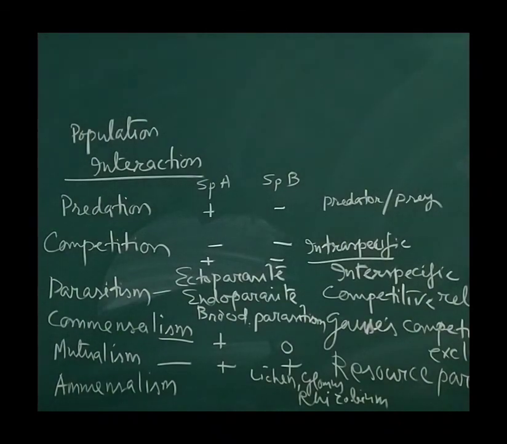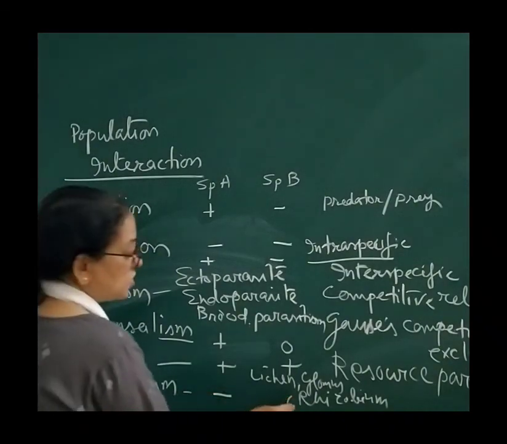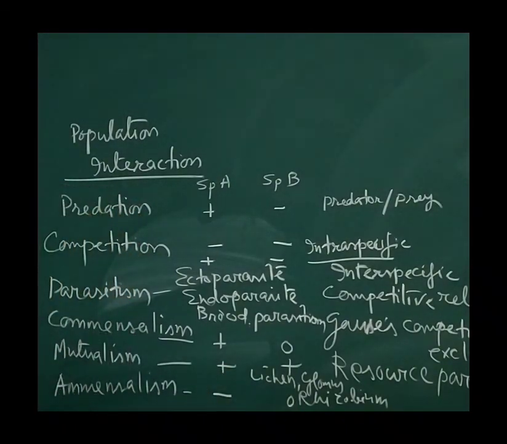Next one is amensalism. Amensalism is an interaction between different species in which one species is harmed, but the other is neither benefited nor harmed. So one is minus and the other is zero. Penicillium, a mold, secretes penicillin which kills bacteria, but the mold remains unaffected. So that's a special case which shows this interaction.